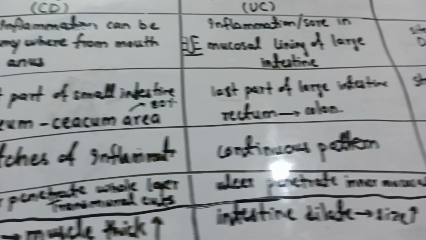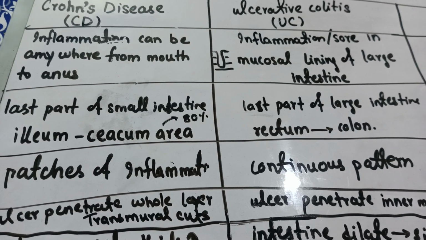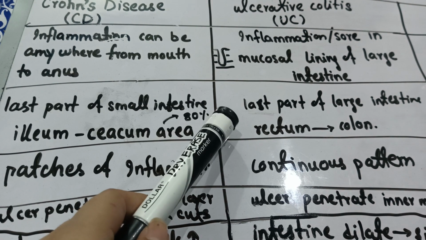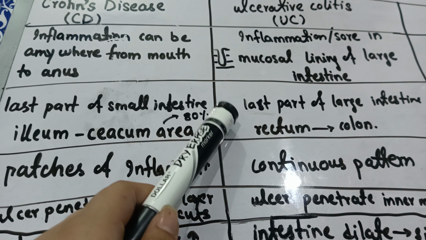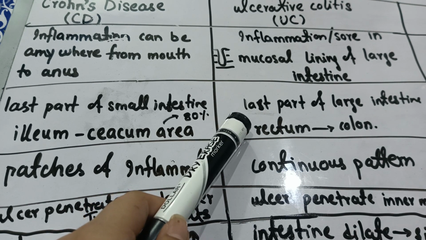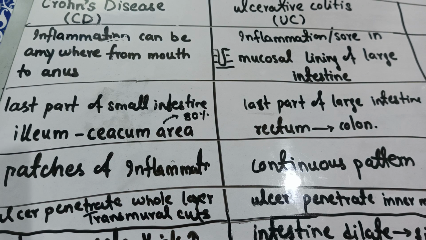Now, the next difference is based upon the starting point of that disease, that is, from where the disease starts and until which end it will extend. In case of ulcerative colitis, the last part of your large intestine, which is the rectum, is where the disease starts its progression, and it will progress to the colon. And you know very well that the colon has specific parts, if we travel to them in descending order.